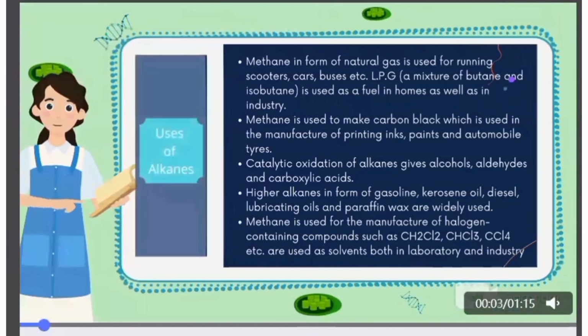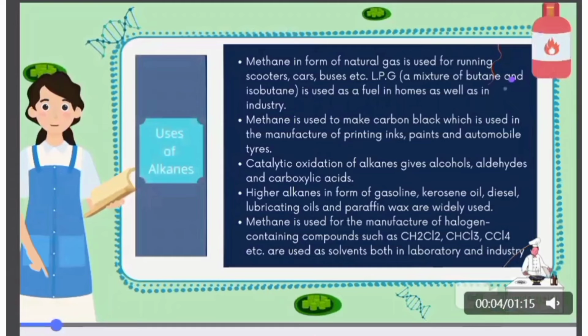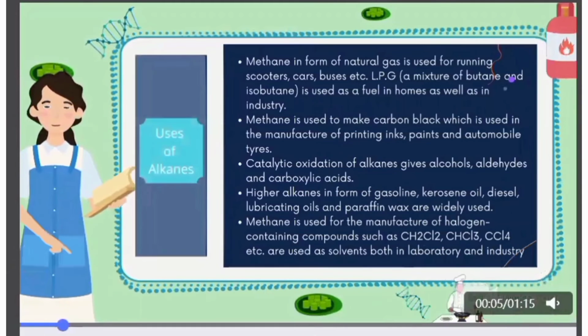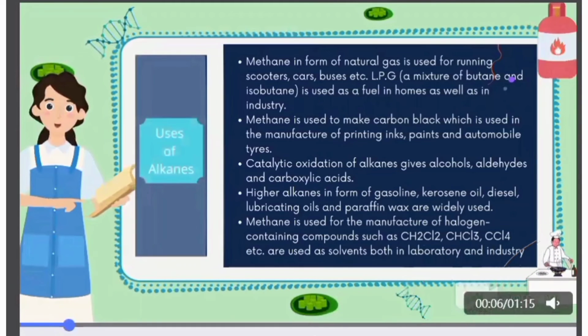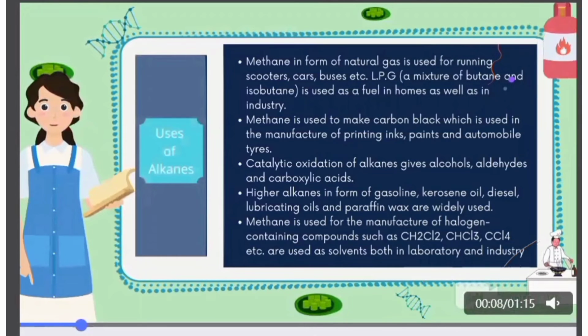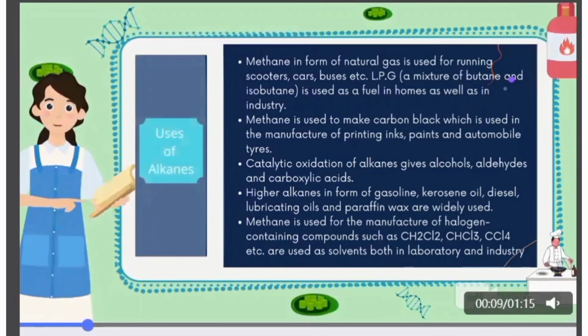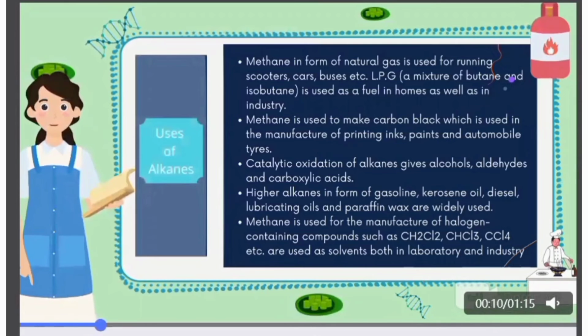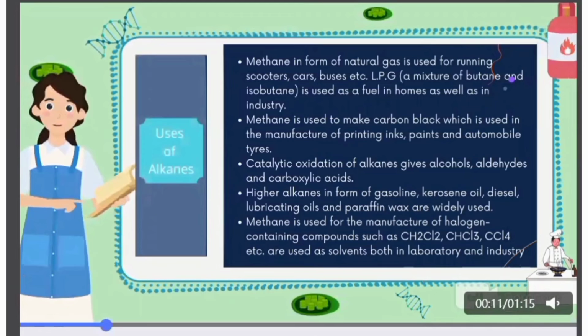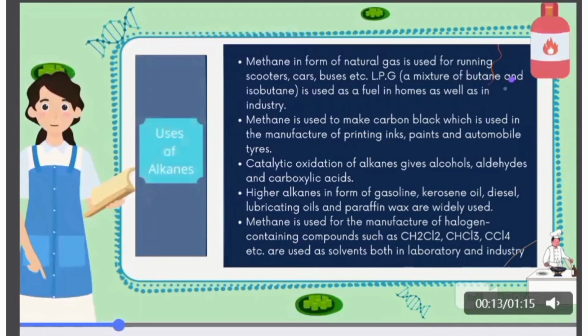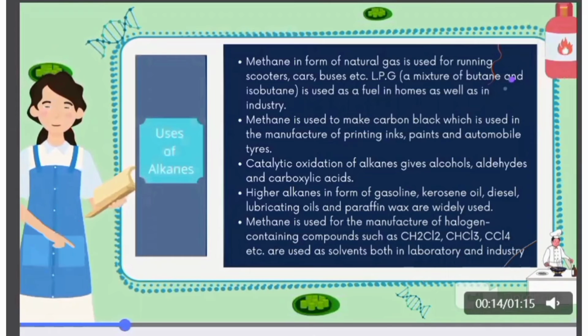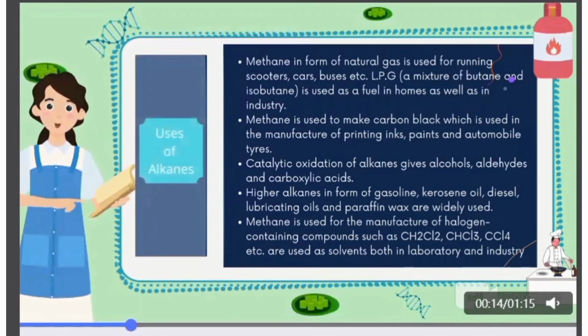Now, we study the uses of alkanes. Methane in the form of natural gas is used for running scooters, cars, buses, etc. LPG is a mixture of butane and isobutane. It's used as a fuel in homes as well as industry. Methane is used to make carbon black, which is used in the manufacturing of printing ink, paints, and automobile tires. And catalytic oxidation of alkanes gives alcohols, aldehydes, and carboxylic acids.